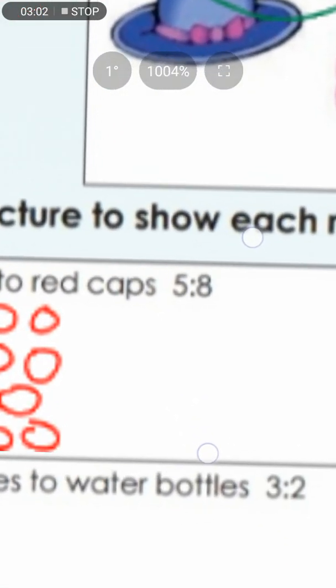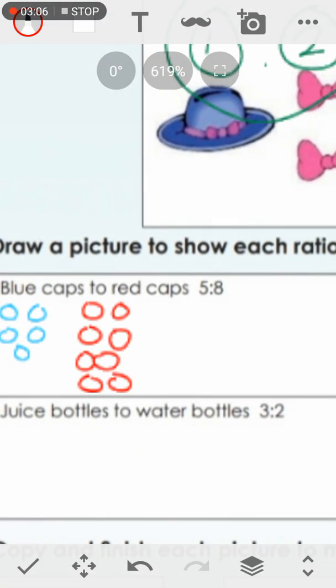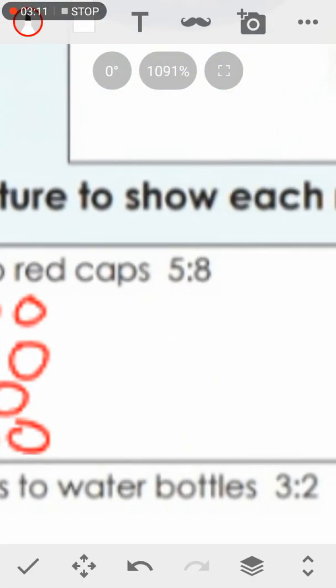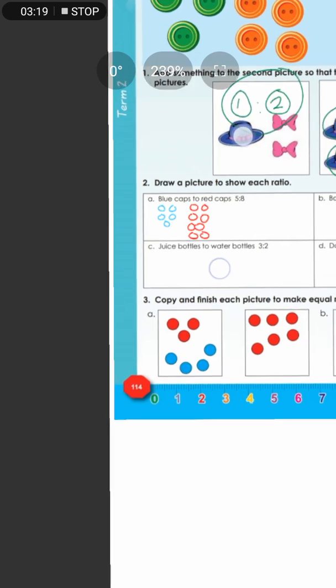So now if I were to draw maybe 10 blue circles, right, that means that I would have to draw about 16 red ones. Okay, and that ensures that our ratio is the same.